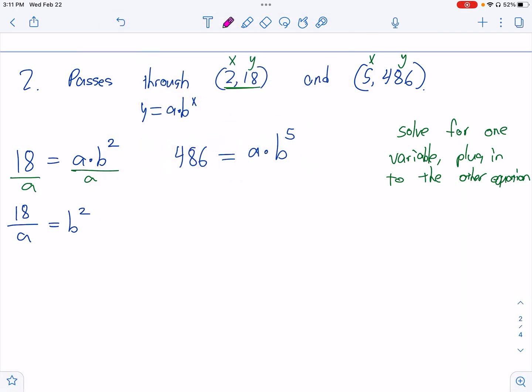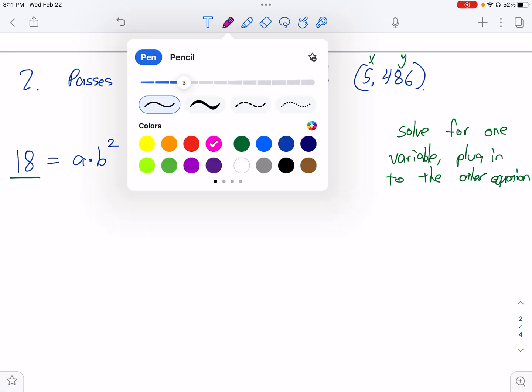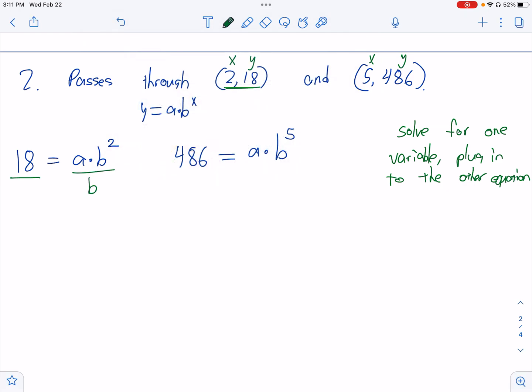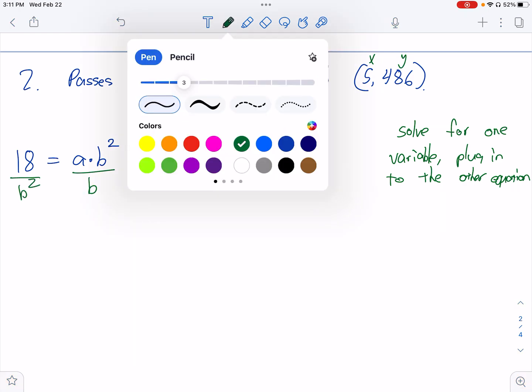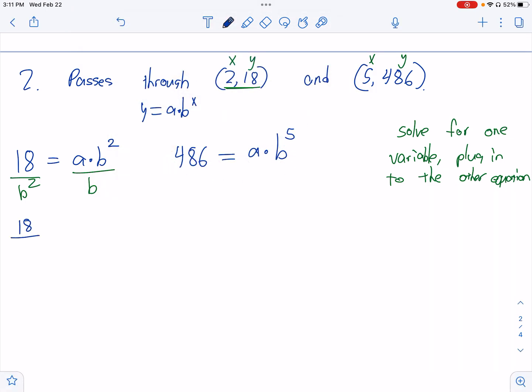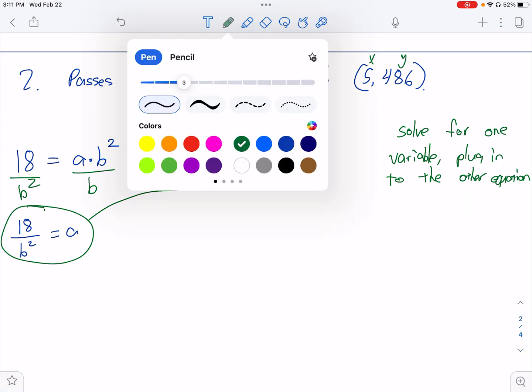So now I just take this and I replace the A in, or I replace the, oh, sorry, I meant to divide by B squared. Divide by B squared, and I have 18 over B squared equals A. Sorry about that. So now this is an easy expression to plug in here and replace A.